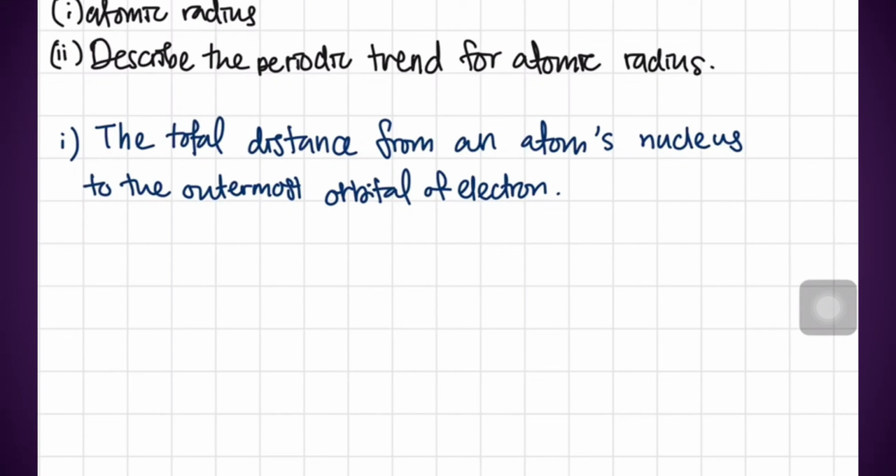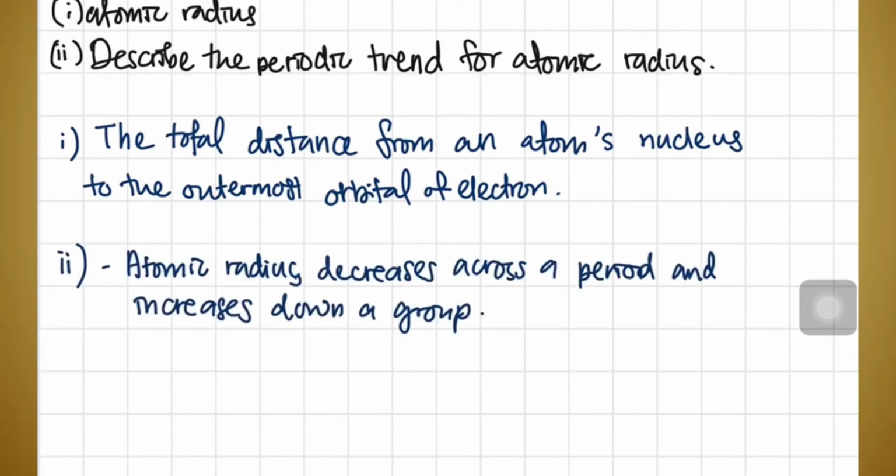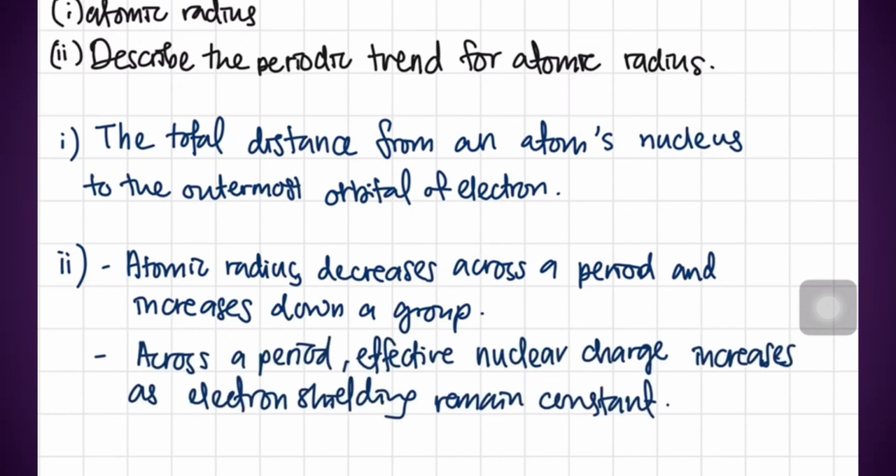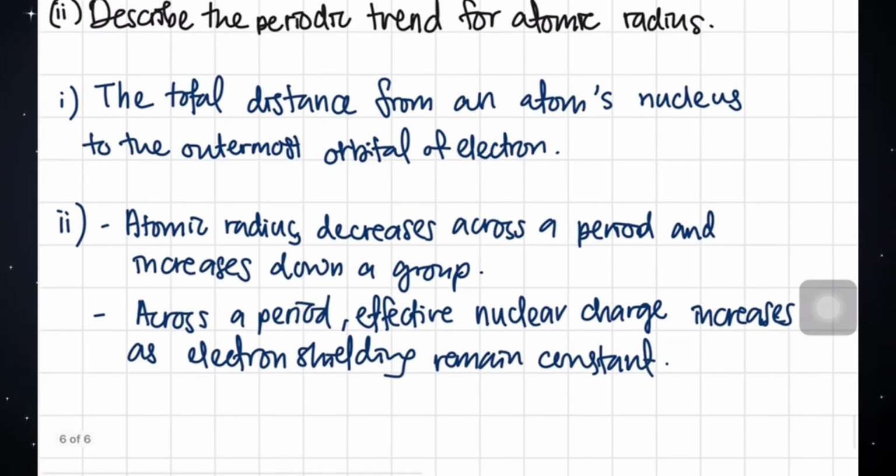For question 2, describe the periodic trend for atomic radius. Atomic radius decreases across a period and increases down a group. And the second point is, across a period, effective nuclear charge increases as electron shielding remains constant.